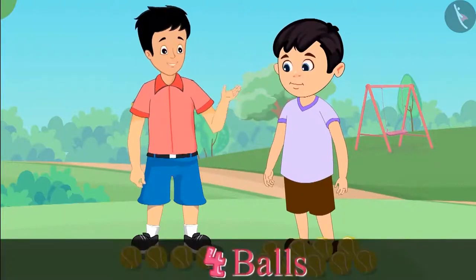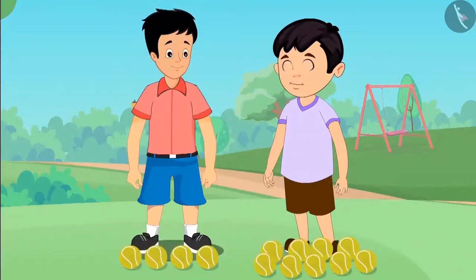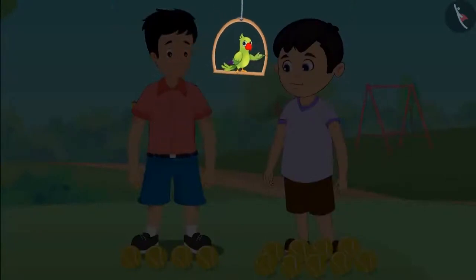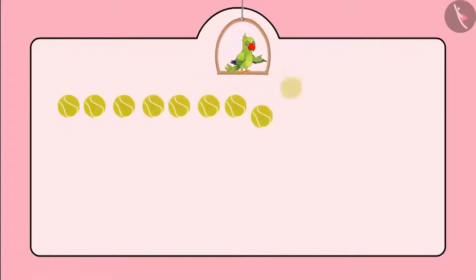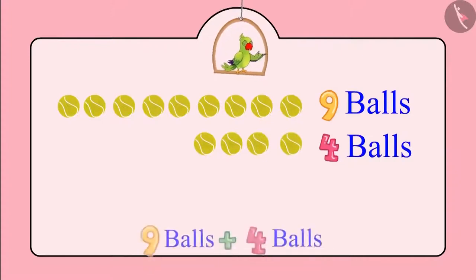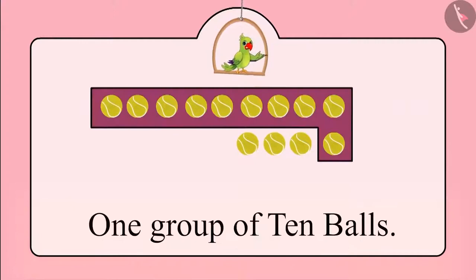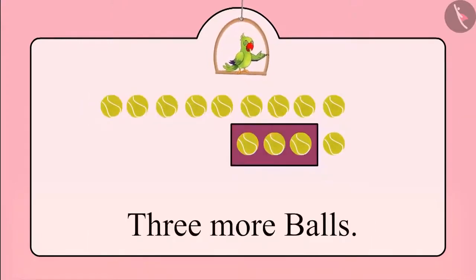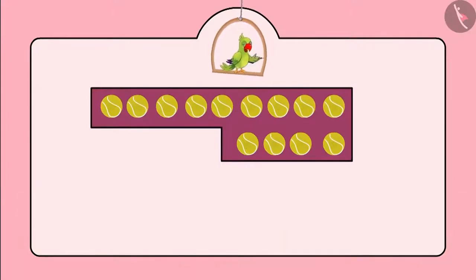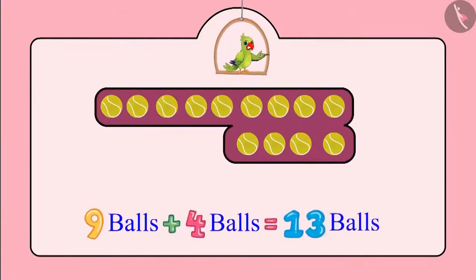I have 4 balls in total. So how many balls do we have in all? Children, do you know? Let us see. Chotu has 9 balls and Sonu has 4 balls. This means that all the balls together make a group of 10 balls and 3 more balls. This means there are a total of 13 balls. So children, 9 balls added to 4 more balls make a total of 13 balls.